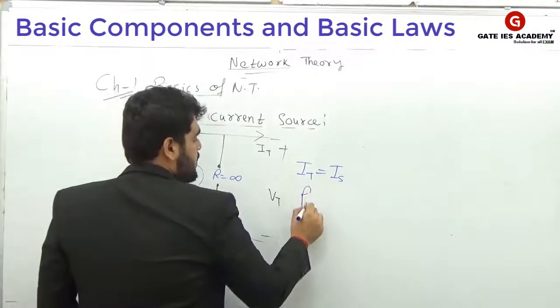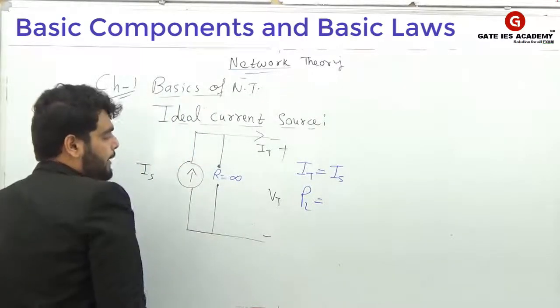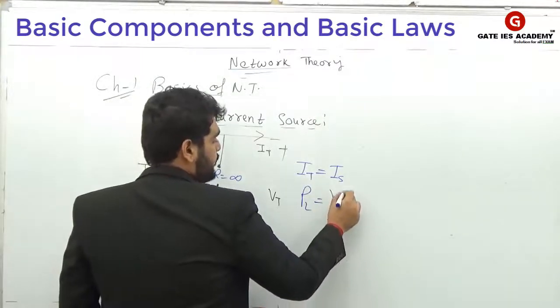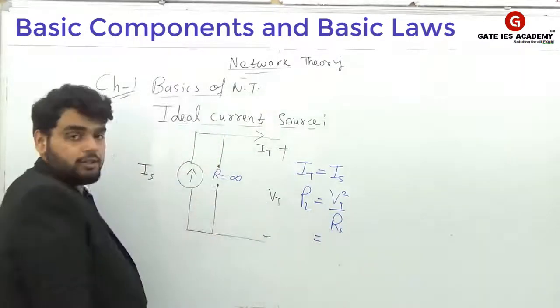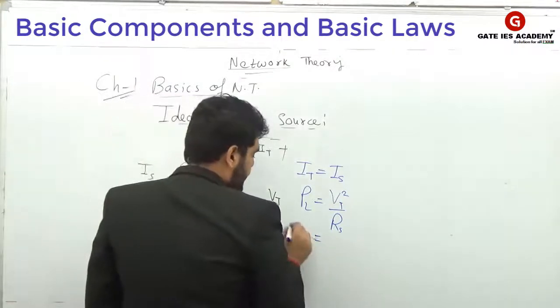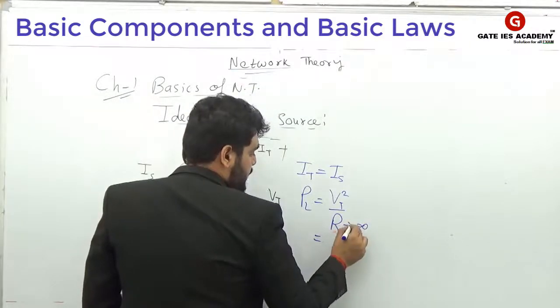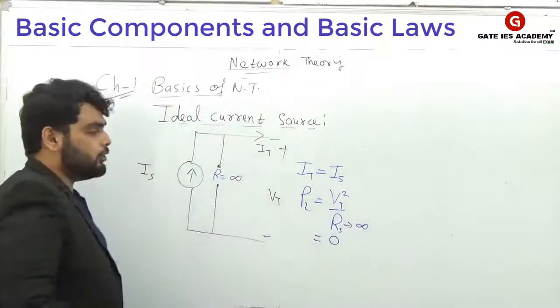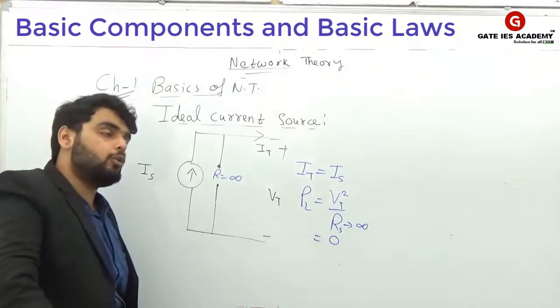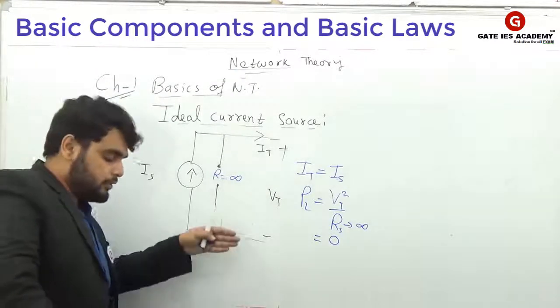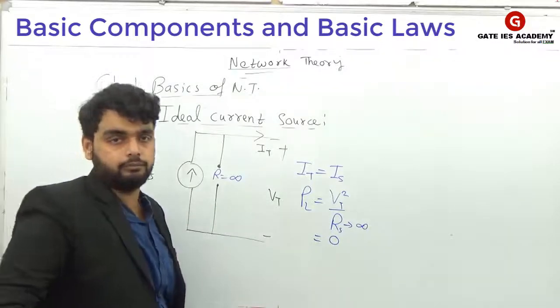Power loss. What will be the power loss? Power loss will be Vt square divided by Rs, because terminal voltage is across it. So Rs is infinite. So the power loss will be 0. So you can say the power loss is 0 and terminal current is equal to source current. This is the characteristic of the ideal current source.